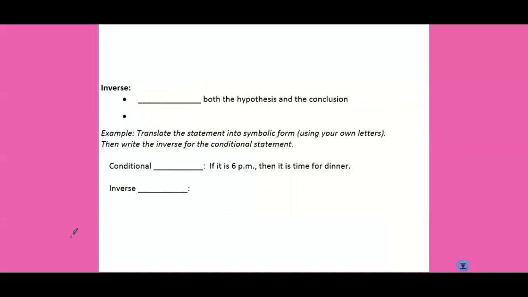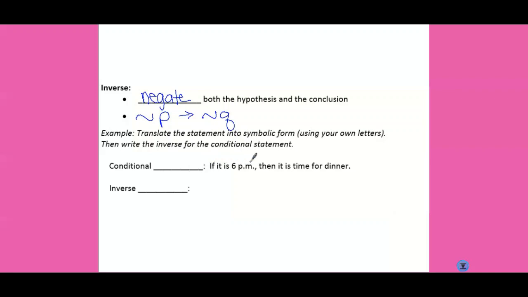Our next type of statement is called the inverse. We negate both the hypothesis and the conclusion. So symbolically, we would do not P, then not Q. So again, we're going to translate into symbolic form and then write the inverse.